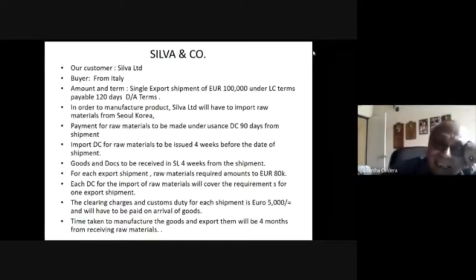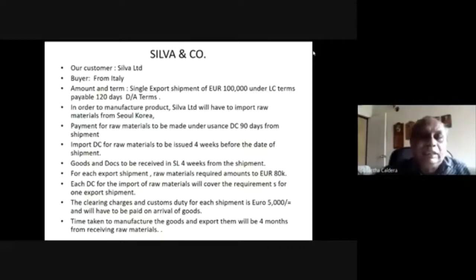Our customer Silva Limited, buyer from Italy. Amount and term: single export shipment of €100,000 under LC terms, payable 120 days DA terms. In order to manufacture the product, Silva Limited has to import raw materials from Seoul, Korea. But unlike the earlier two sums, which only had a local market, here they are exporting to Italy. Silva imports the raw material from Seoul, Korea, manufactures the goods and exports to Italy. The import and export make it a bit different, right?